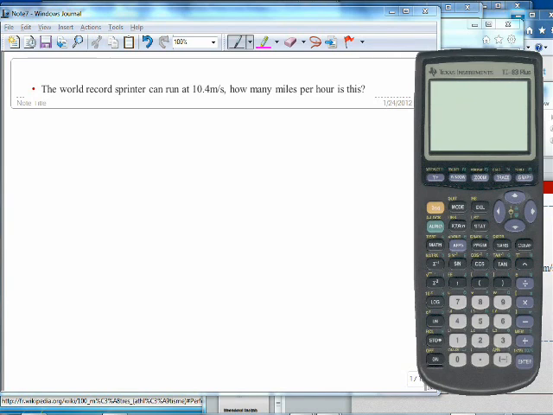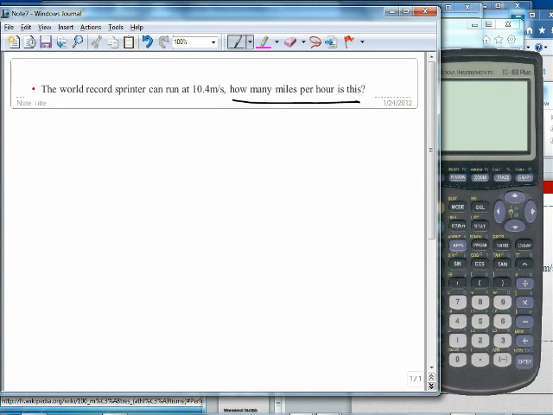Let's look at this. The world record sprinter, which is Usain Bolt, can run 10.4 meters per second. How many miles per hour is this? So we have 10.4 meters per second. We need to know that 10.4 meters per second is just 10.4 meters over a second. We don't want to use the little slashes. No. We're going to use 10.4 meters over a second. That's what we start off with.